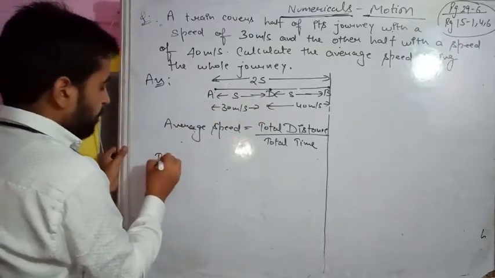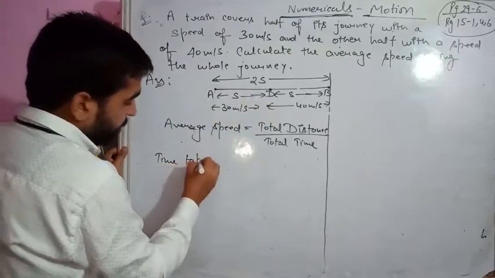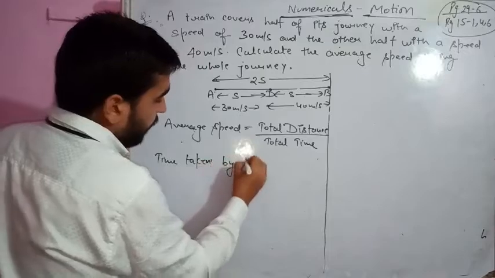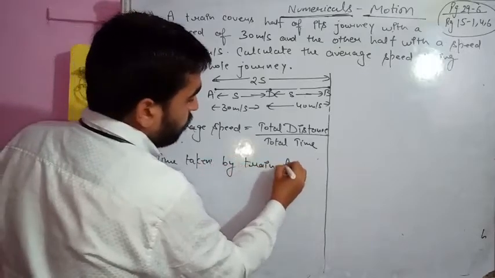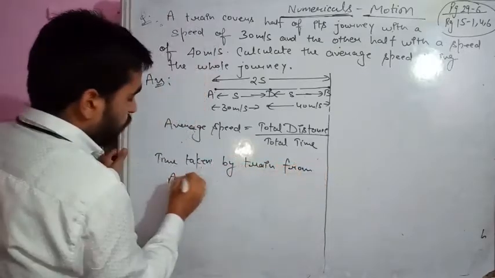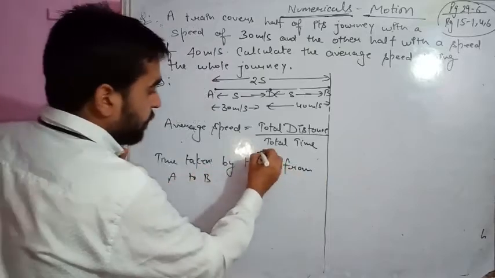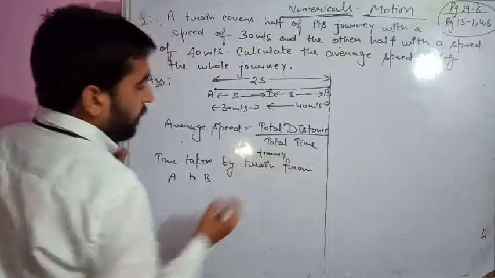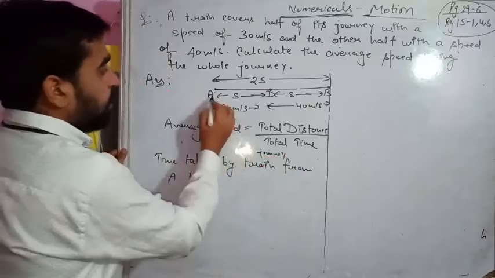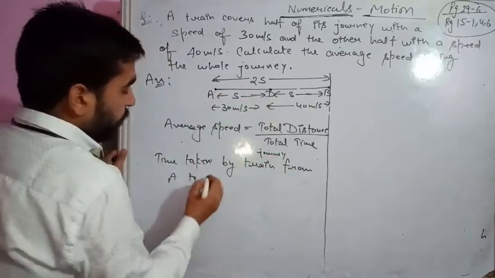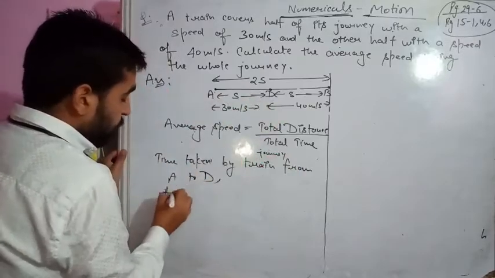Okay, time taken by the train from A to B. So we can write it as the journey from A to B, or A to D. So that is the point D. So A to D, that is denoted by T1.